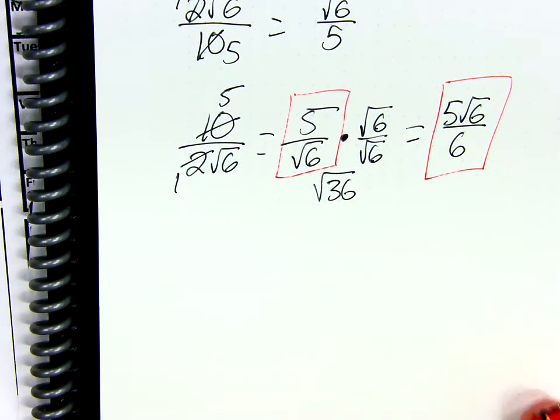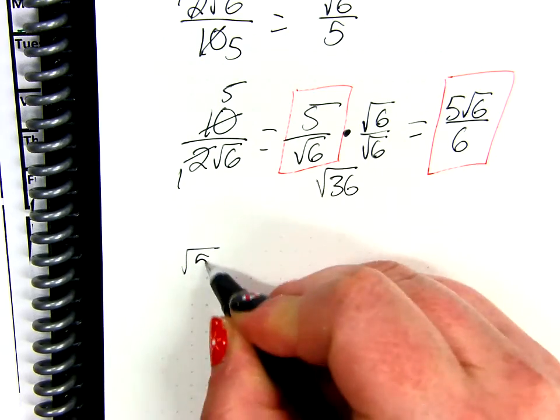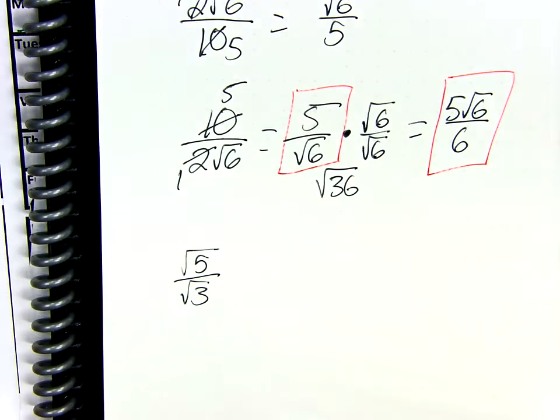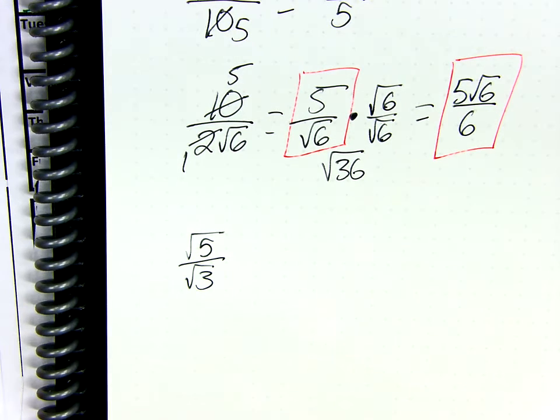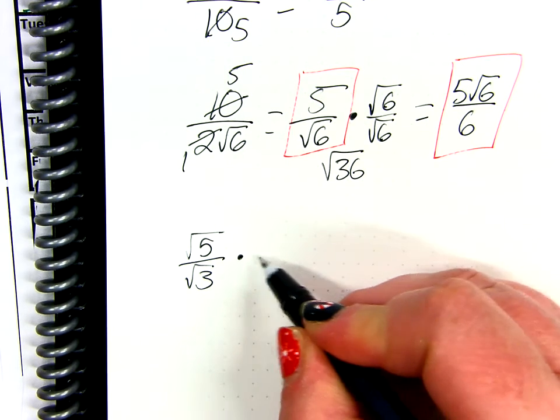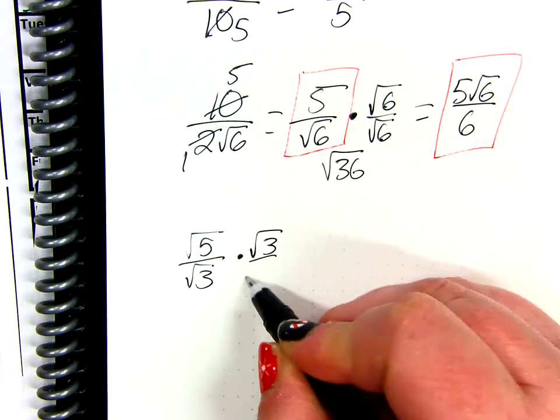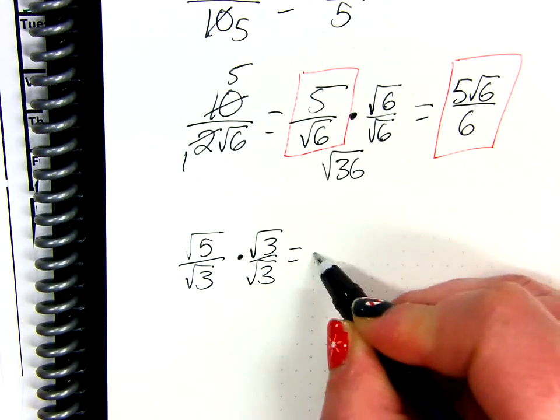I'm just looking at your sheet here. Number 7 has square root of 5 over square root of 3. Now, if I could have reduced 5 over 3, I would have, because they're both in the house. But I can't. But I can't leave my answer like this because it has a square root in the denominator. So how am I going to fix it? Multiply by what? Square root of 3 over square root of 3.